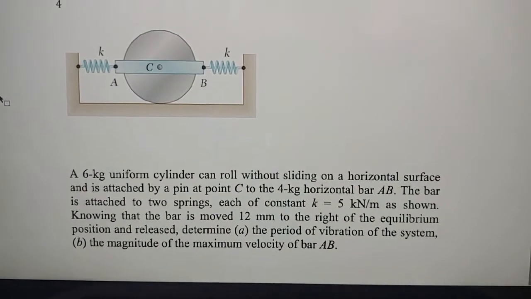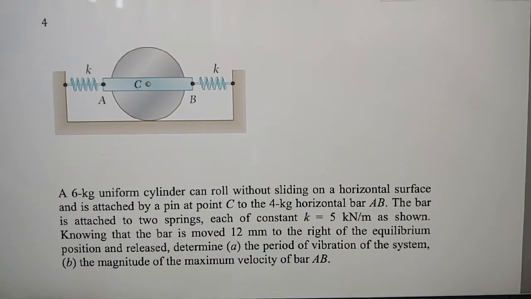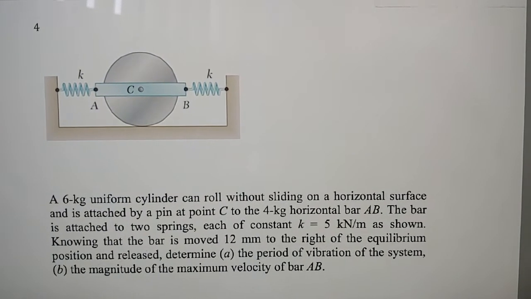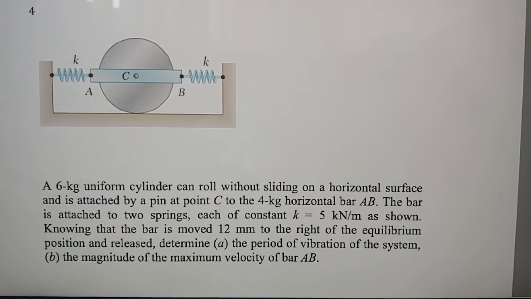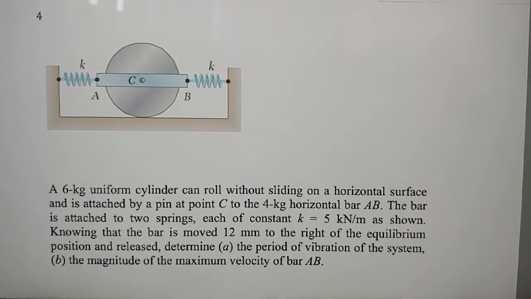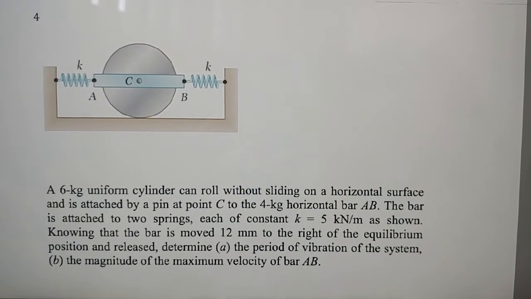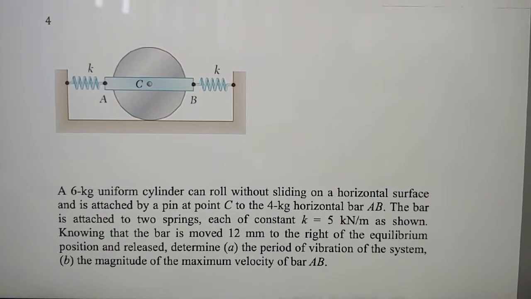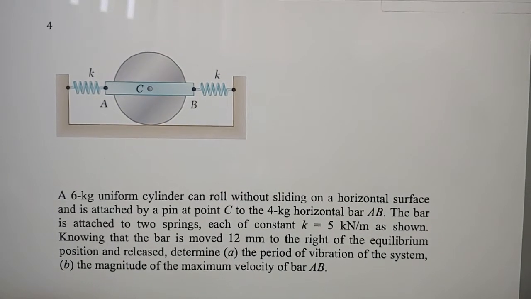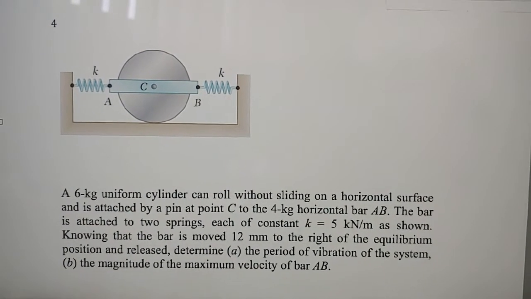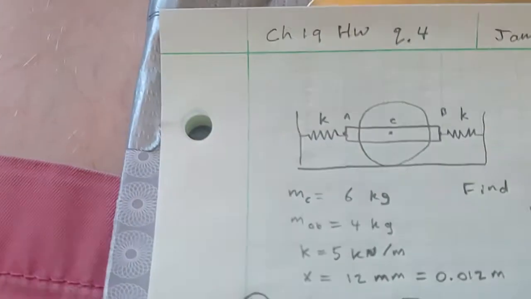A 6 kilogram uniform cylinder can roll without sliding on a horizontal surface and is attached by a pin at point C to the 4 kilogram horizontal bar AB. The bar is attached to 2 springs, each of constant K equals 5 kilonewton meters as shown. Knowing that the bar is moved 12 millimeters to the right of the equilibrium position and released, determine A, the period of vibration of the system, and B, the magnitude of the maximum velocity of bar AB. Yeah, so we need to find the period and the Vmax, our max velocity.